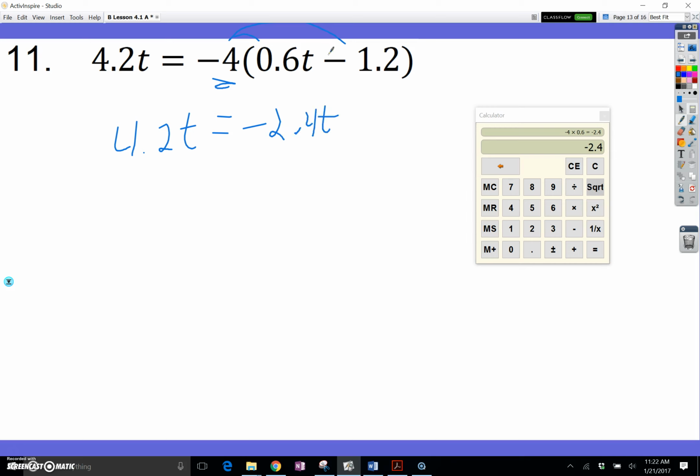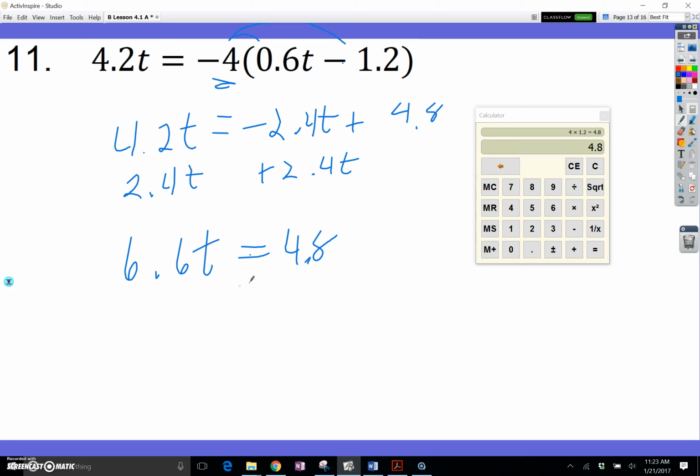I'm going to have a negative times a negative, which is a positive. And then I'm just going to do 4 times 1.2, which is 4.8. I'm going to add 2.4t to both sides. This is going to give me 6.6t is equal to 4.8. And now I'm going to divide both sides by 6.6t.